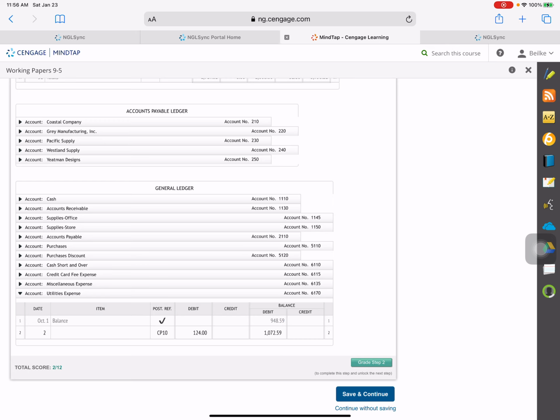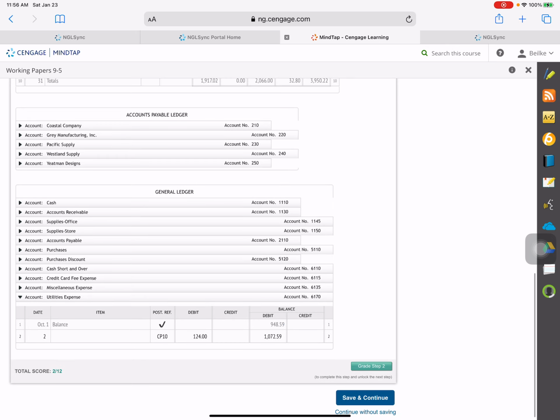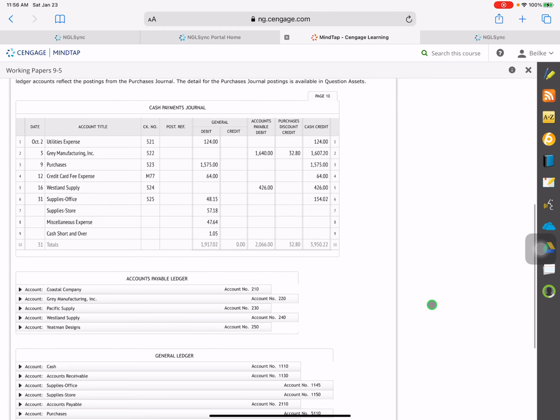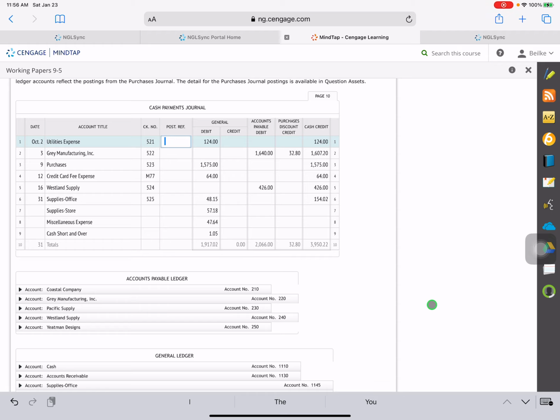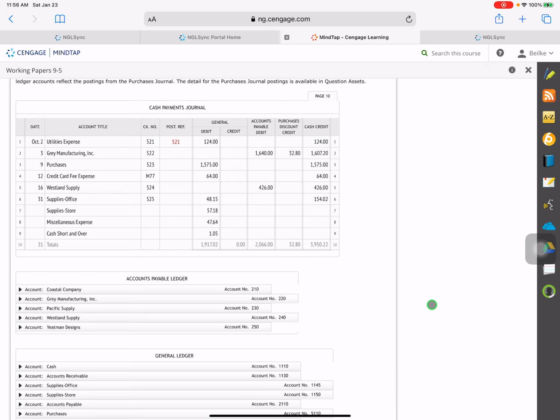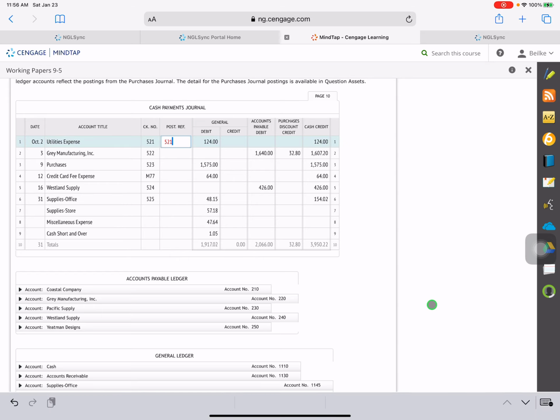And remember, our last step is to take our account number and place it in our cash payments journal. And I wrote the wrong number in there. It should be 6170.